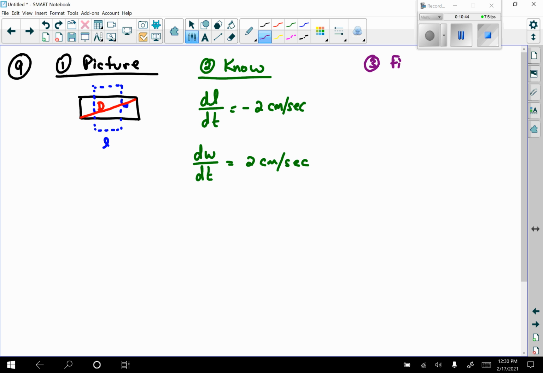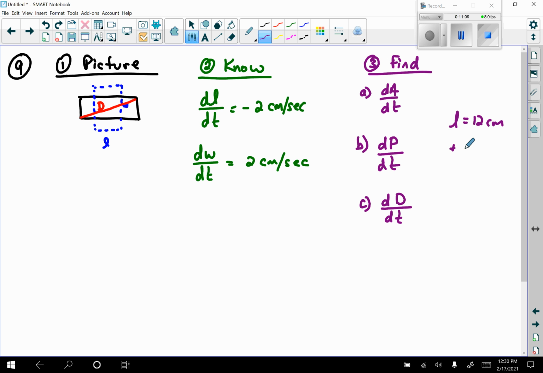Step 3, what are we asked to find? Well, in part A, we're asked to find dA over dt. In part B, we're asked to find dP over dt. And then part C, we're asked to find, this is why I used a capital D, the rate of change of the diagonal with respect to time. All when L is equal to 12 centimeters and W is equal to 5 centimeters.